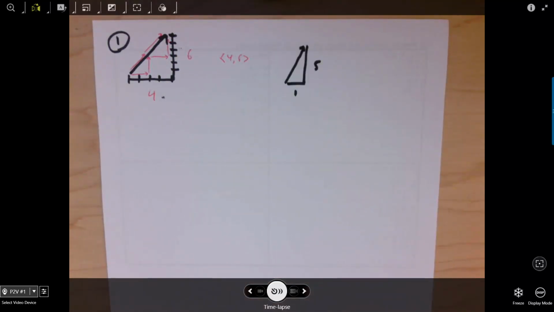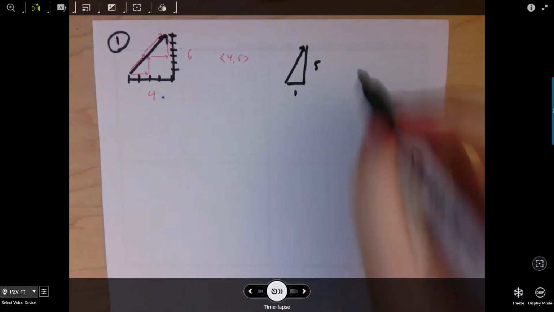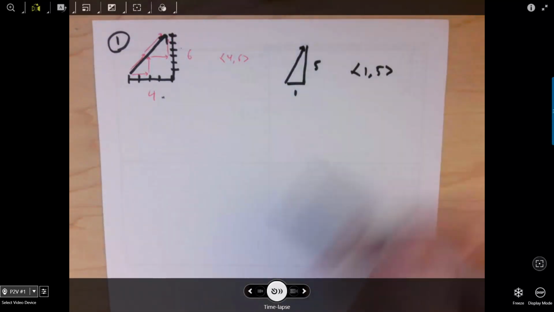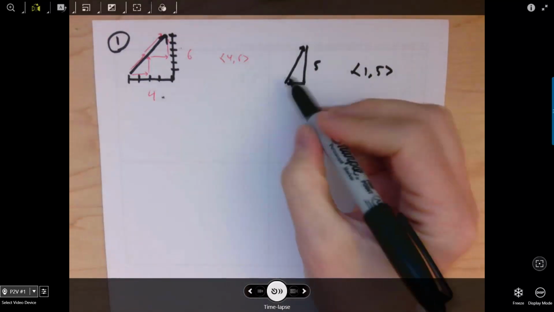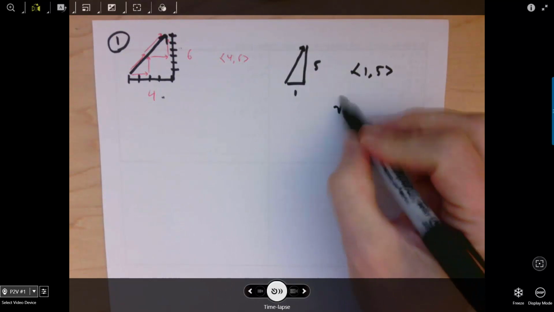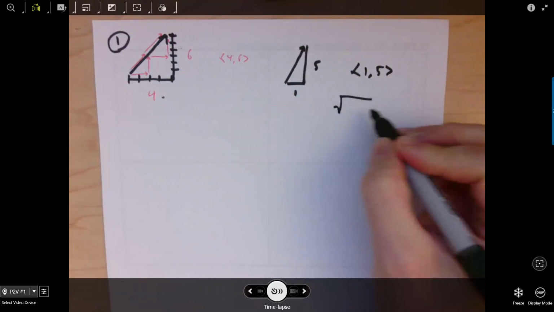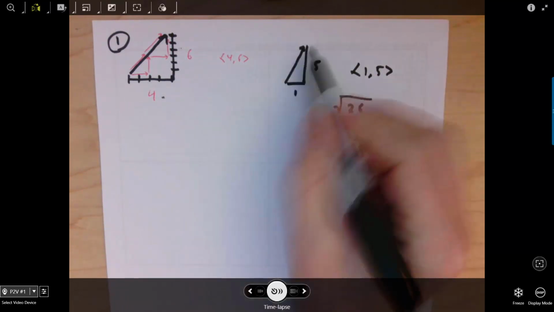So in problem 1a, we've got a vector 1, 5, and we want a vector that points in that same direction but is unit length. So it's a length of 1. Well, first let's figure out how long that one is. It's going to be 1 squared plus 5 squared, which is 26. So this is root 26.